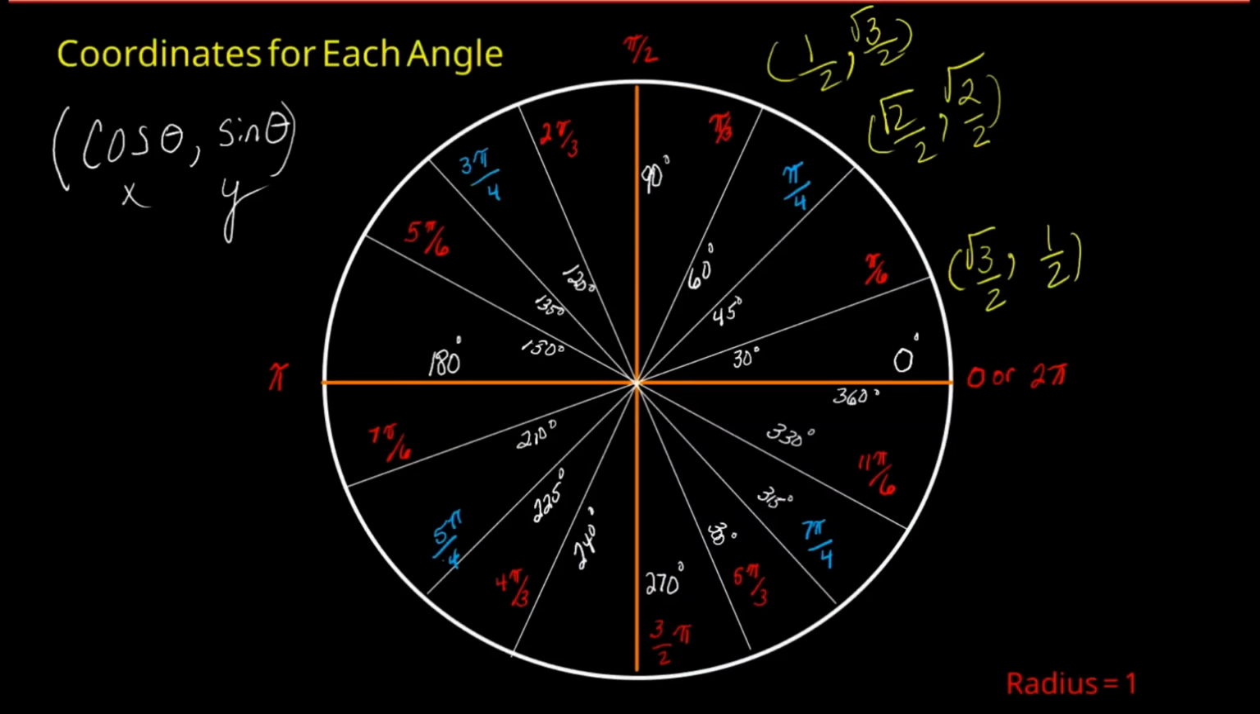We automatically know this one is 1, 0, and this one is 0, 1. This one will be negative 1, 0, and the bottom one here is 0, negative 1.